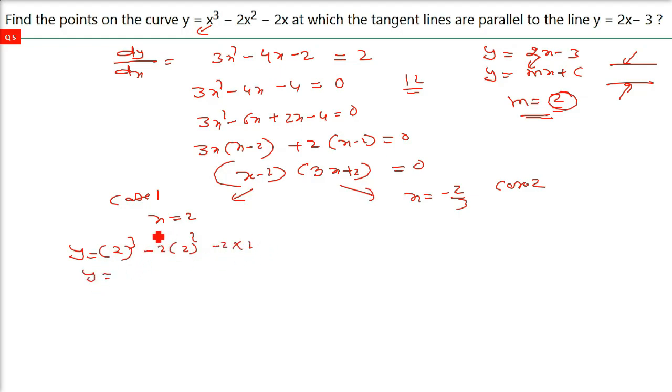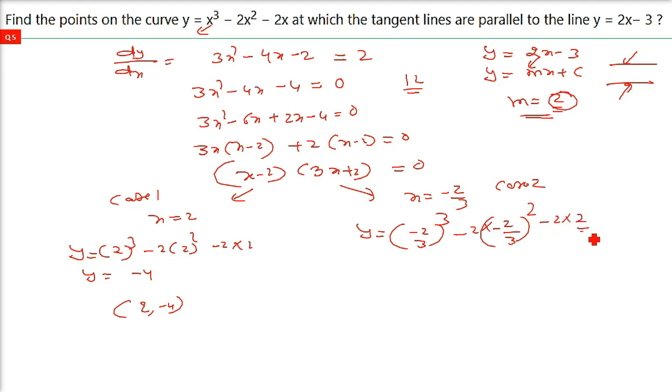So I'm just placing the x value in the original equation, which is y equals x cube minus 2x square minus 2x. So when we put x equals to 2, we get y as negative 4. When we put x as negative 2 by 3, then we get the value of y in the original equation. Negative 2 by 3 whole cube minus 2 into negative 2 by 3 whole square minus 2 into negative 2 by 3. Let us not go into the detail of the computation. Let me tell you the final answer here. It will be 4 by 27. So x is minus 2 by 3, y is 4 by 27.